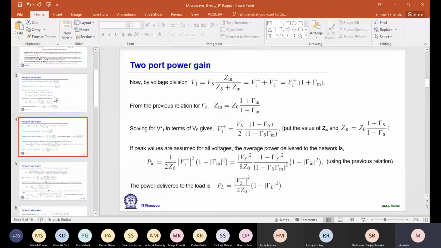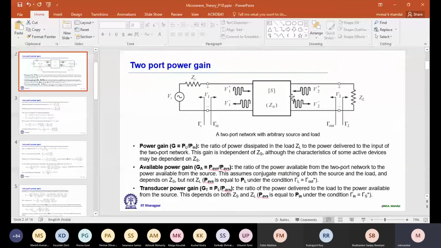So I also wrote it here once more. If you look here, gamma in for your two-port network is given by S11 plus S12 S21 into gamma L divided by 1 minus S22 into gamma L. So even though it is at the input side, gamma in, of course, the scattering parameters of your two-port network have a direct relationship to gamma in.